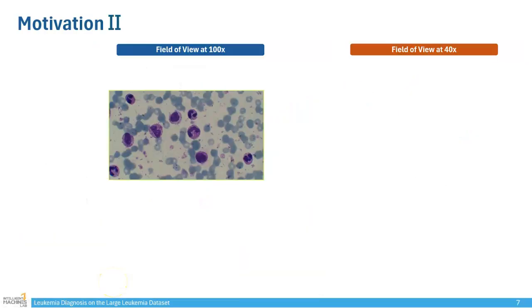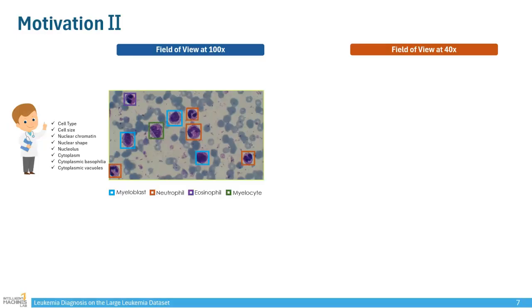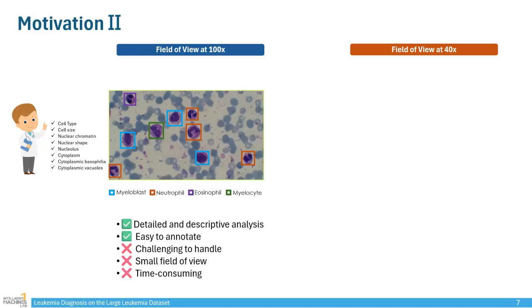For the detailed, precise annotation of the white blood cells, hematologists prefer the slide analysis at 100x resolution because the structure of the cells is much clearer at that scale. However, it is difficult to handle because of the immersion oil, small field of view, and it is a time-consuming process because we need many fields of view to cover the peripheral blood film.